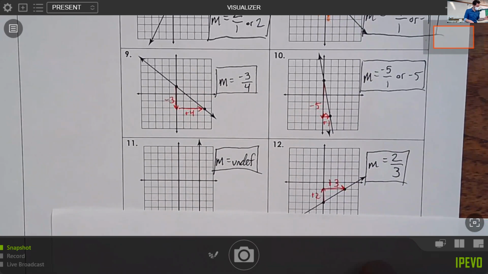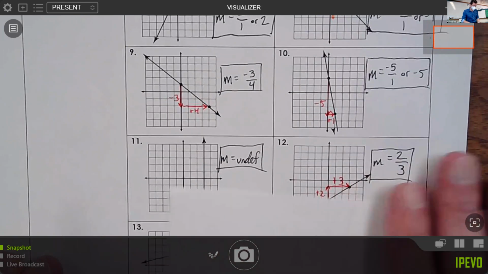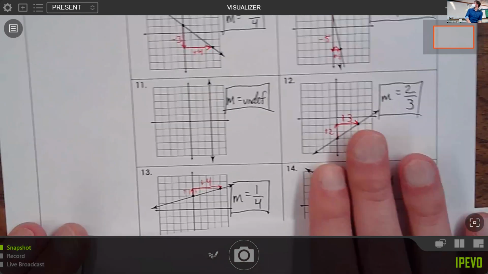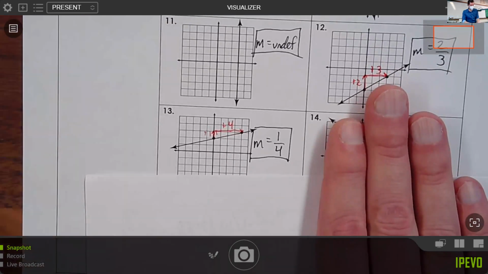All right. We've got 4 more to go. Let's see. Creighton, for 13. 1/4. Nice. 1/4 for m on number 13. It's going up slightly. Up 1 over 4. Nice.